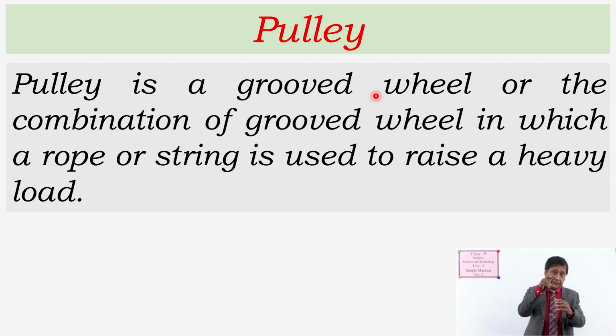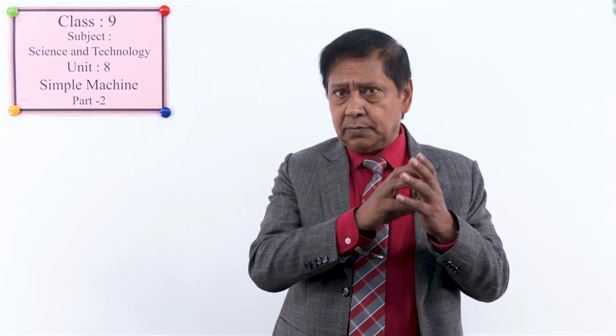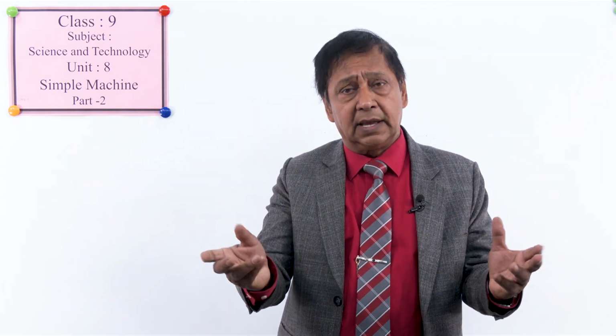A pulley is a grooved wheel or a combination of grooved wheels. It means a pulley system may have only one pulley, or maybe 2 pulleys can be used in the pulley system, or 3 pulleys, 4 pulleys, maybe 1 or more wheels. And actually all the wheels are grooved, and a rope or string is a necessary part of the pulley. Without the rope or without the string, a pulley does not exist.